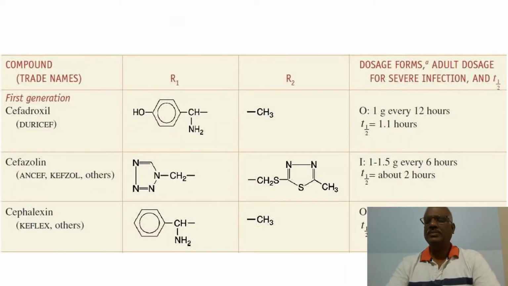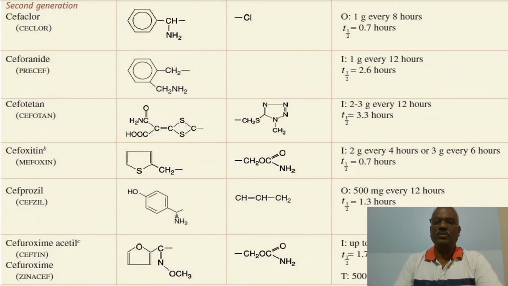And if you classify the cephalosporins, the classification is based on the generation. There are four generations of cephalosporins. The first generation cephalosporins are cephaloxyl, cephalosporin, and cephalexin. Some of the first generation cephalosporins are given by oral route and some by injection. For example, cephalosporin is given by injection, whereas cephaloxyl and cephalexin are given by oral route.